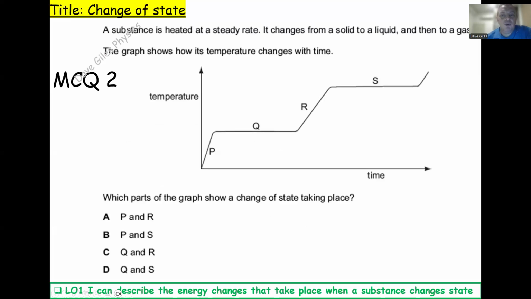Question 2. Which parts of the graph show change of state taking place? Even though it says time on here, during that time, energy is being added. And that energy, when it's changing state, remember, is being used for bond breaking. So it's going to be points Q and S. So the answer is D.